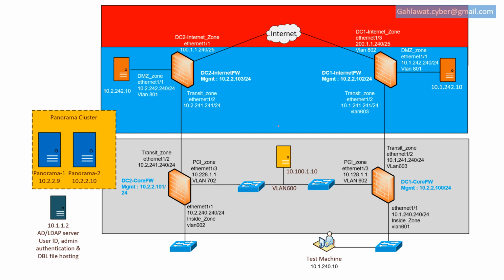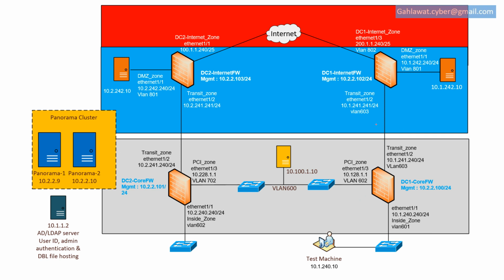Out of these 4 firewalls, we have 2 firewalls in DC1, these 2, and 2 firewalls in DC2. And out of these 4 firewalls, this is our DC1 core firewall and this is our DC1 internet firewall. Same way, we have 2 firewalls in DC2, the DC2 core firewall and the DC2 internet firewall.